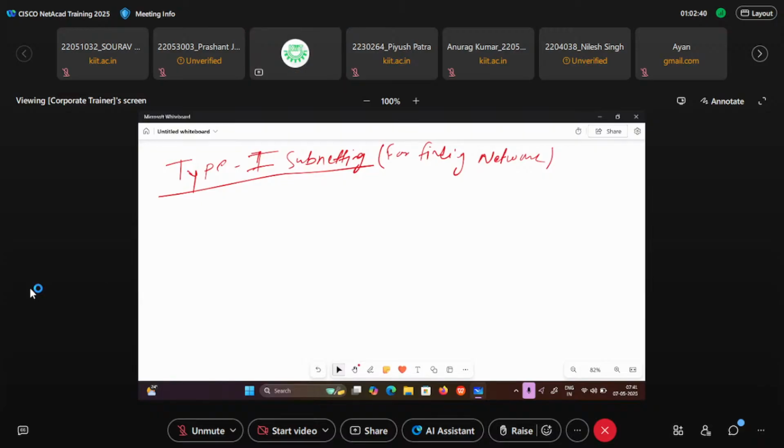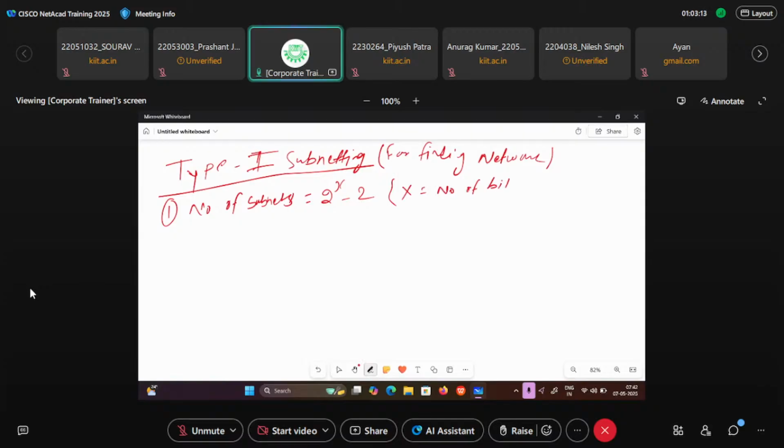Number of subnets is equal to 2 raised to the power x minus 2. So here is the number of subnets, which is equal to 2 raised to the power x minus 2. And here x is the number of bits that will be borrowed. What is x here? x is equal to the number of bits which will be borrowed.